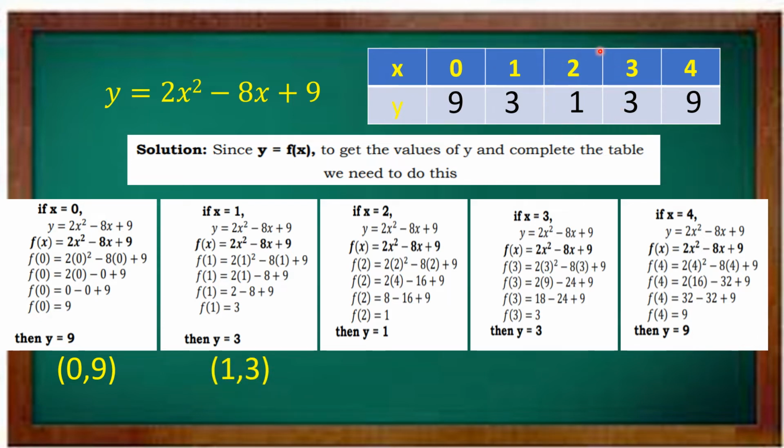Pangatlong point, ito, 2, 1. At pang-apat na point, 3, 3. At pang-limang point, 4, 9. Ayan. So, meron tayong 5 points na kung saan pwede na nating i-graph para malaman natin anong graph nitong quadratic function na 'to. Okay. Out of this table of values.